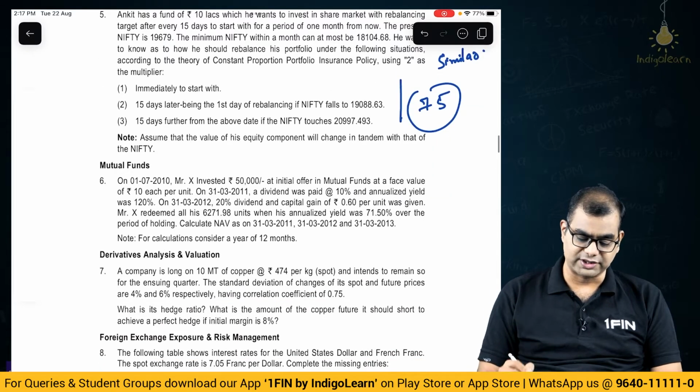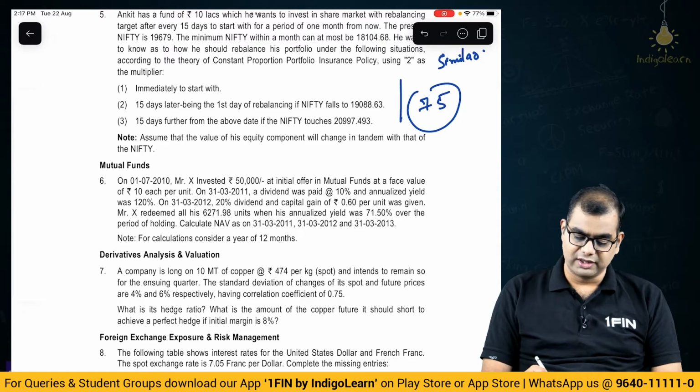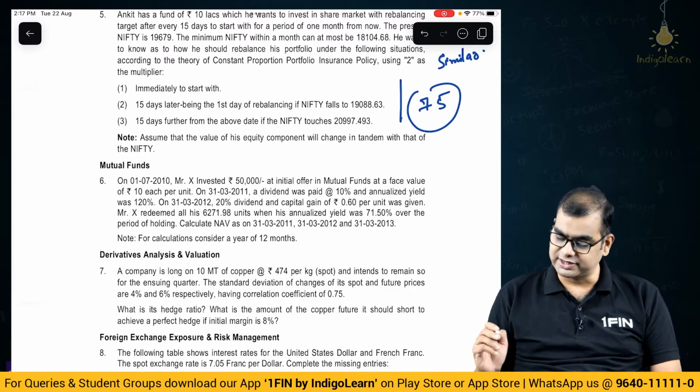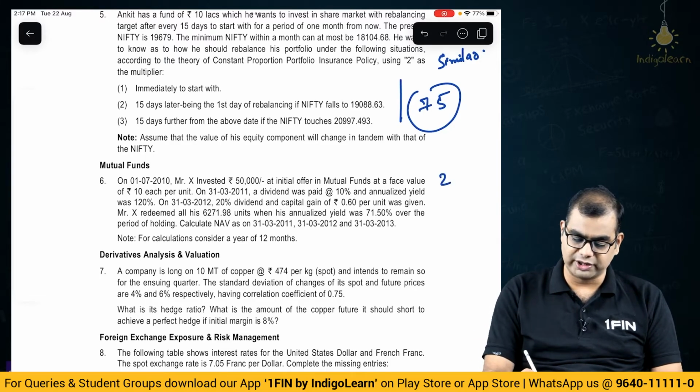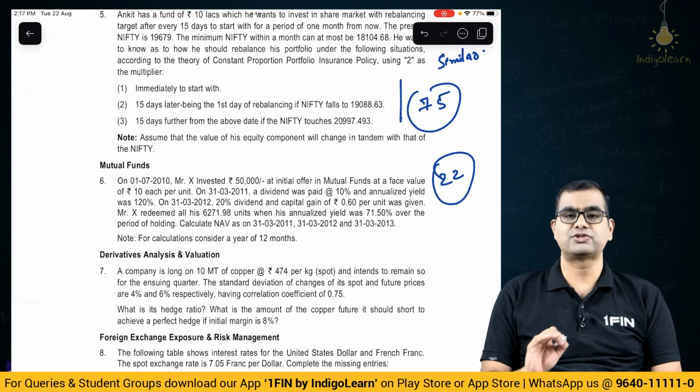Then coming to mutual funds. Somebody invested 50,000 rupees in a mutual fund at initial offer at a face value of so and so, dividend is paid, yield is so and so. Calculate the NAV on closing dates. This is equal to question number 22 in the compiler. This is question number 22.